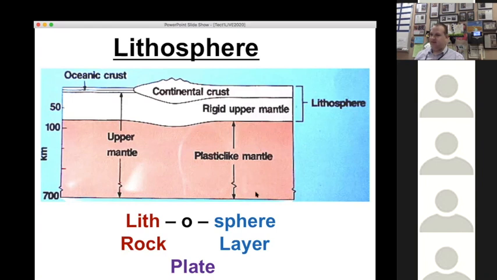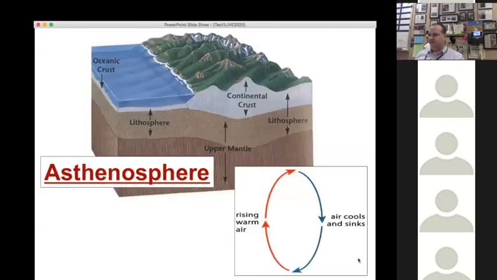Now that's the top part, but remember the mantle is very thick and it's hot. So the rock down here is more melted. And so we say it is plastic-like, which means it can move and flow. And so the name for that is asthenosphere. So we have the lithosphere is the crust and the upper mantle. And the gooey melted part is the asthenosphere.